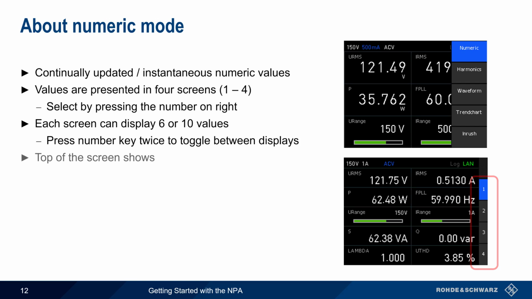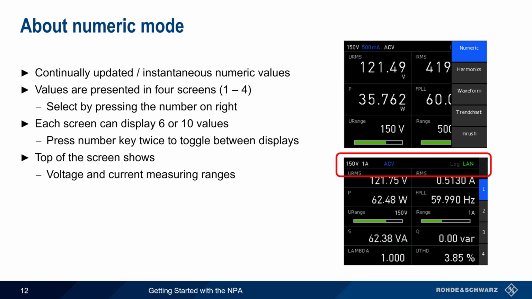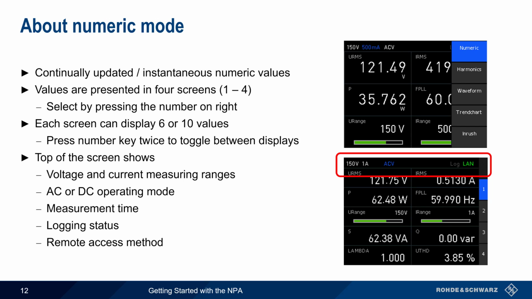It's also worth noting that the top of the screen also shows important configuration parameters, such as the voltage and current measuring ranges, the operating mode, AC or DC, the elapsed measurement time, whether logging has been enabled, and the selected remote access method and status.